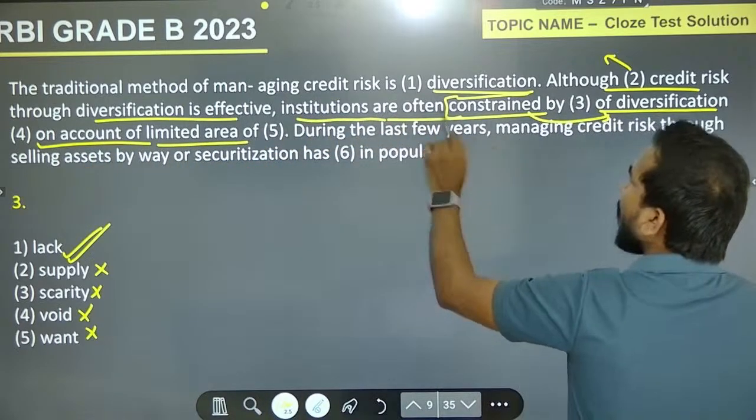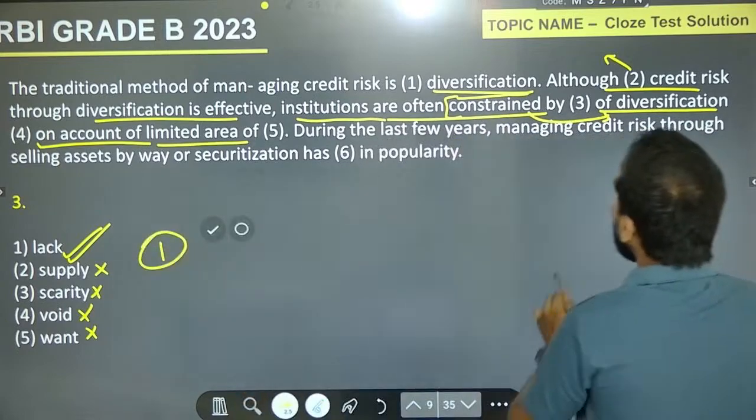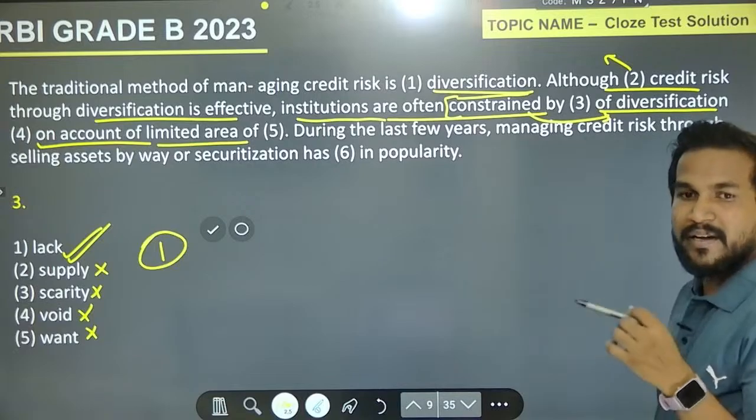Usually institutions are often constrained by lack of diversification, that is by diversification.